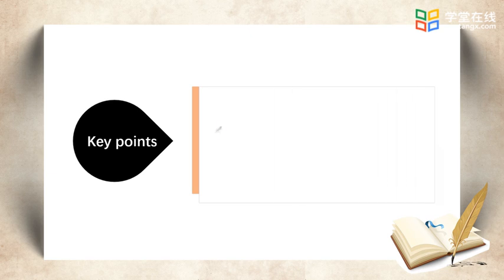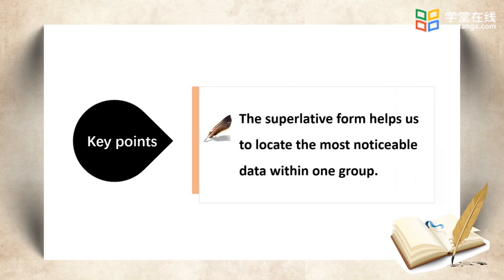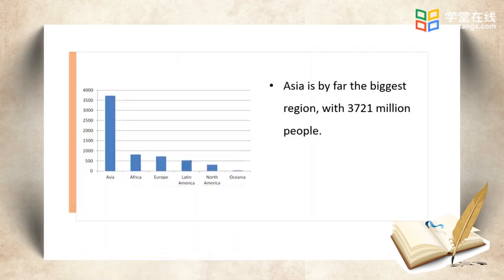Here are more examples. The superlative form helps us to locate the most noticeable data within one group. For example, we could say, Asia is by far the biggest region, with 3,721 million people. Or sales stood at the lowest level in March, indicating the highest or the lowest column in one bar chart.